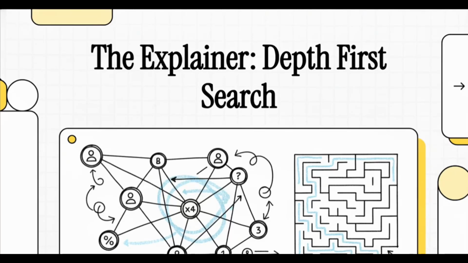You ever wonder how your GPS finds a route? Or how a social network can suggest friends you might actually know? Well, a lot of the time, the secret is an algorithm called depth first search. It's a super powerful way to explore any kind of network. And today, we're going to break down exactly how it works piece by piece.